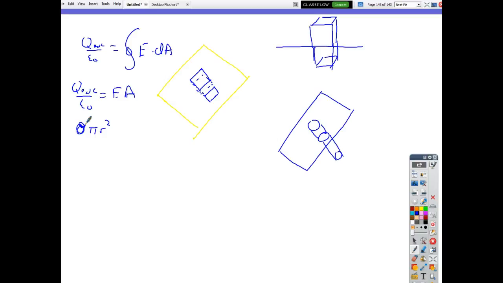Okay? So E naught equals, what's the electric field? That's what I'm looking for. What's the area of the shape I drew?